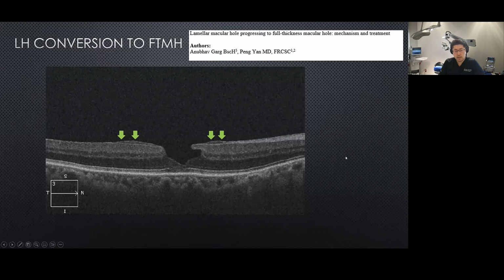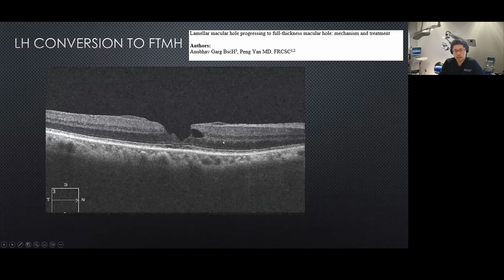So sometimes a lamellar hole, although rare, can convert to a full thickness hole, as we will see in this case. This case has a lamellar defect with intact outer retina and presence of epiretinal proliferation. And as we follow this case, you can faintly see what we call a subfoveal stress line.